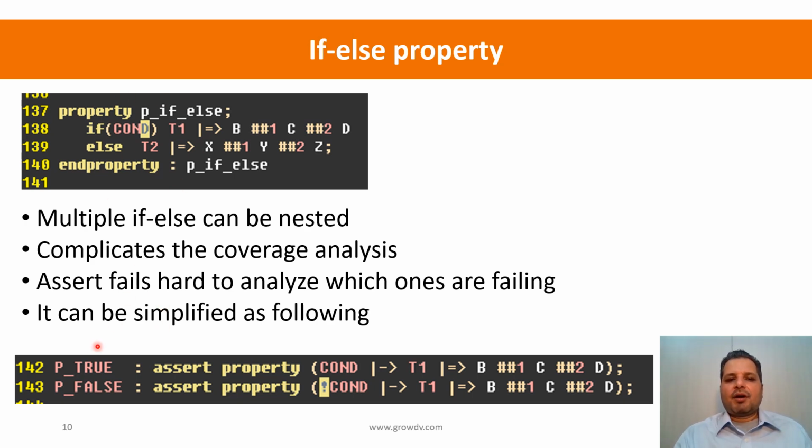And if you have this type of requirement, then you can simplify it this way: you say if condition, and then an overlapping implication, then T1, and whatever non-overlapping property you had, you can continue. If not condition, then you have another overlapping implication operator, T1, and use whatever property you had for the false case. You can use multiple implication operators, that is allowed. So you can simplify your if-else with this type of structure, and this will be much easier to debug if it fails, and it is also simple to analyze for coverage.